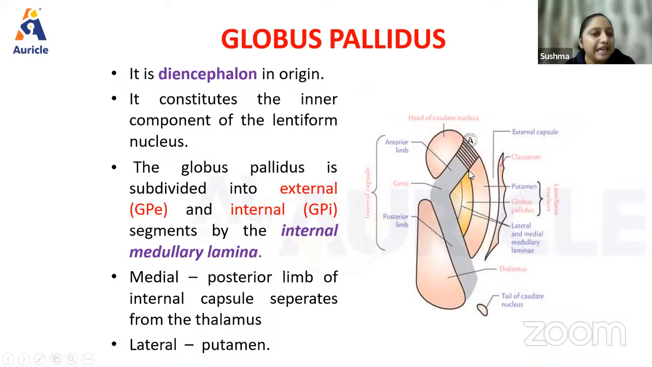Now, GP constitutes the inner component of the lentiform nucleus. This GP is subdivided into globus pallidus externa and globus pallidus interna by the internal medullary lamina. Medially, it has the posterior limb of the internal capsule that separates it from the thalamus. Laterally, it is bounded by the putamen. Basically, if you remember this one cut section and the order that I have taught you, what is that order? Internal capsule, globus pallidus interna, externa, putamen, external capsule, claustrum, and the insular cortex. You can answer any relations when it comes to caudate, thalamus, as well as the putamen and globus pallidus.